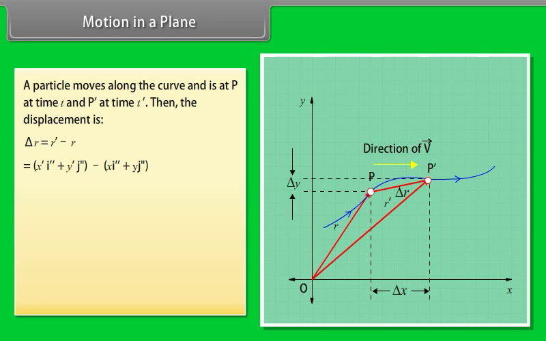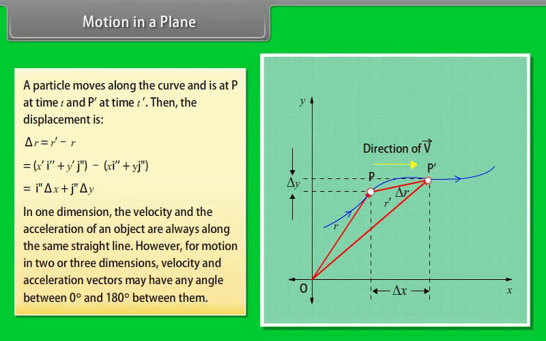By putting values, we get delta r is equal to i delta x plus j delta y. In one dimension, the velocity and the acceleration of an object are always along the same straight line. However, for motion in 2 or 3 dimensions, velocity and acceleration vectors may have any angle between 0 degree and 180 degree between them.